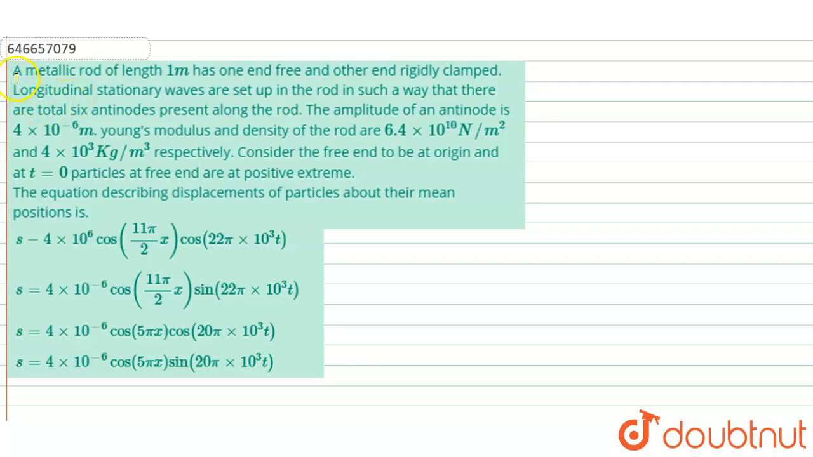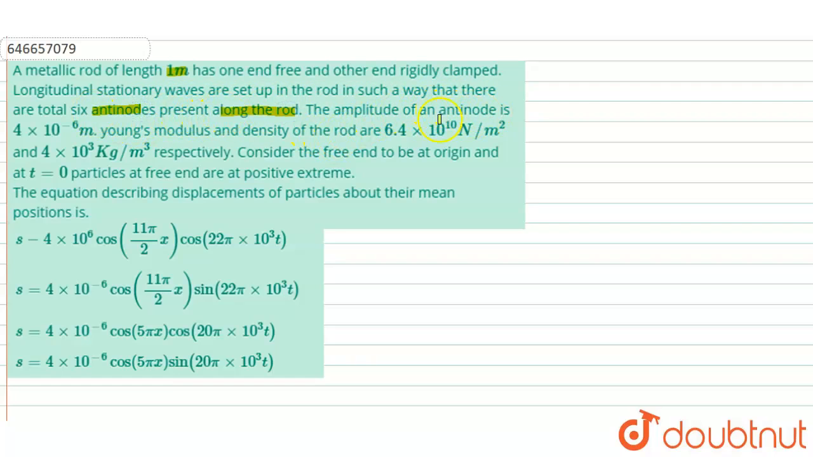Hello everyone, let us try to solve the given problem. The given problem states that a metallic rod of length 1 meter has one end free and the other end rigidly clamped. Longitudinal stationary waves are set up in the rod in such a way that there are a total of 6 antinodes present along the rod.